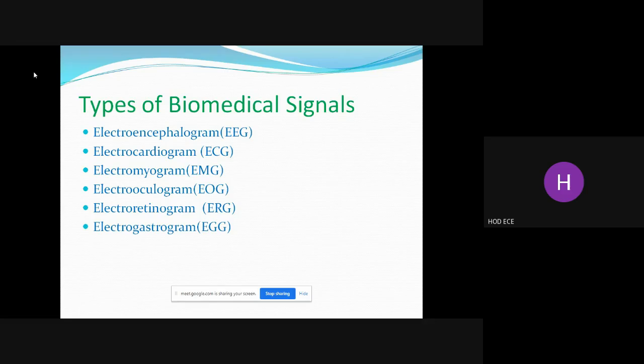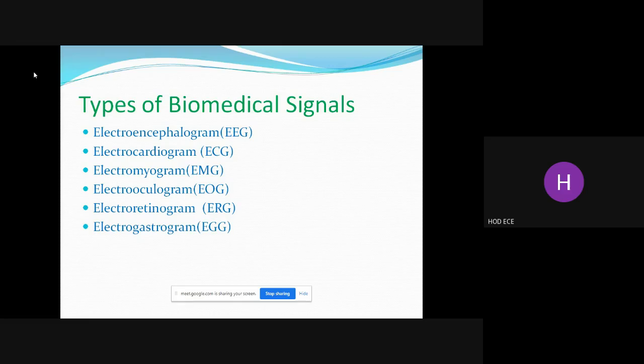Electroencephalogram gives the functioning of the brain. To obtain this electroencephalogram, the electrodes measure the potentials from the various parts of the body to obtain the biomedical signals. So here, to obtain the electroencephalogram, we place the electrodes on the scalp, so that we can measure the potentials from which we can obtain the functioning of the brain.